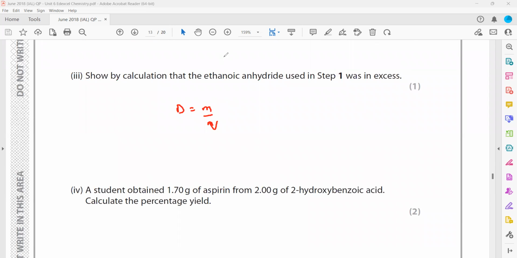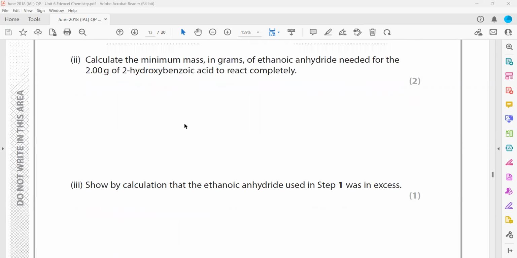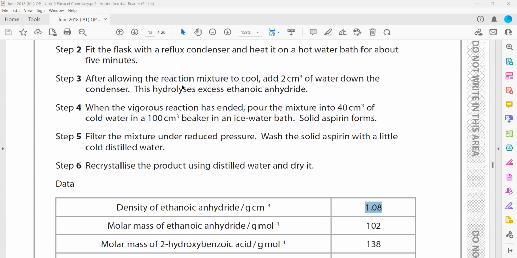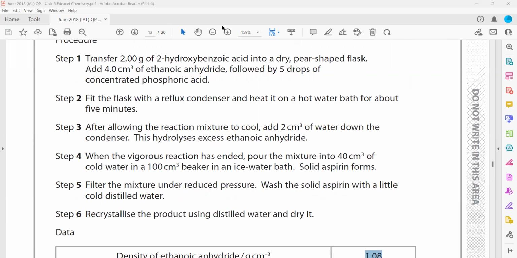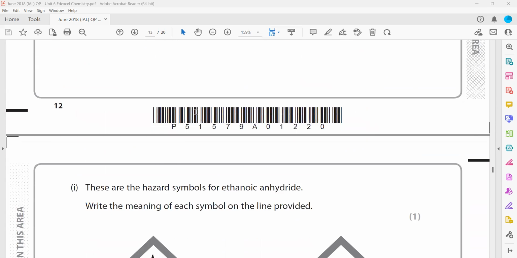So in the question they mentioned we use 4 cm cube. Even when we worked out the mass, the mass of ethanoic anhydride needed for a complete reaction was 1.48 grams. And we use in excess of that. So using this 4 cm cube, we'll first find the mass and then we'll compare with 1.48.